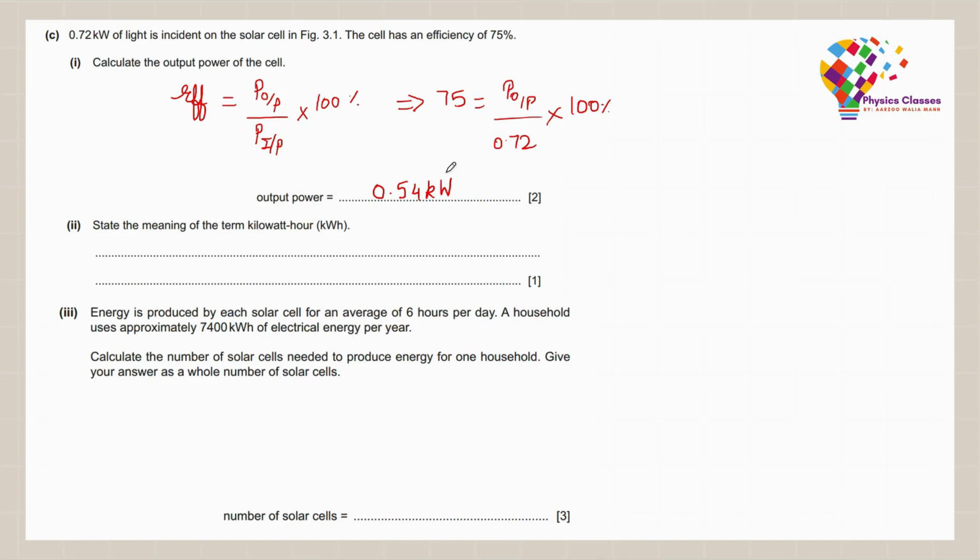Then for the second part, it is asking you to find out the meaning of the term kilowatt per hour. Kilowatt per hour simply means that if there is a device that uses 1 kilowatt of power, then it is using 1 kilowatt of power in 1 hour. So 1 kilowatt hour simply means that the device or your object, whatever you're using, is using 1 kilowatt of power in 1 hour.